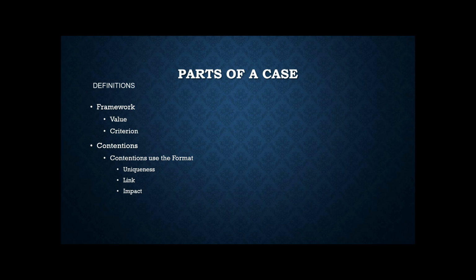Moving on to framework. Framework, like we talked about last time, that's your value and criterion. It's what you're trying to achieve and how you're going to achieve it. You'll say that pretty much first thing after reading the resolution and giving your definitions, so that your judge can know about it and know why you think those are the two best value and criterion for the round. Then you'll go into your contentions.